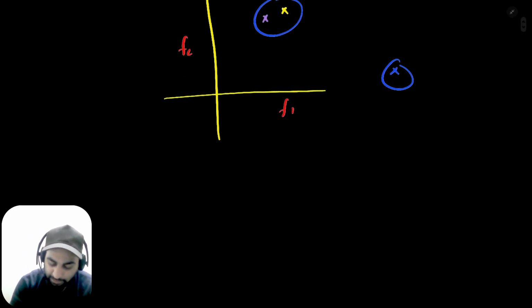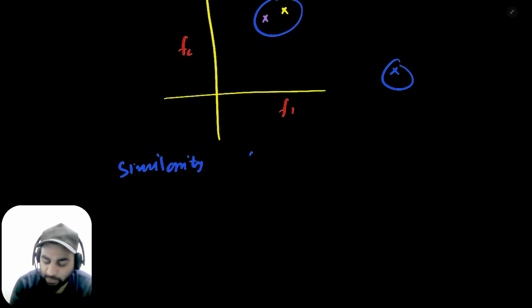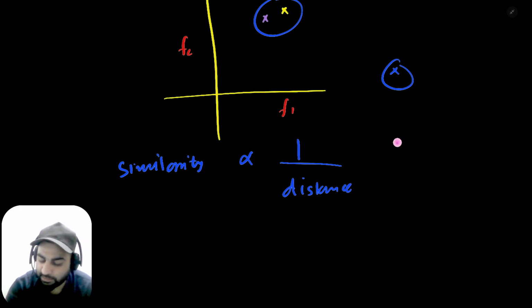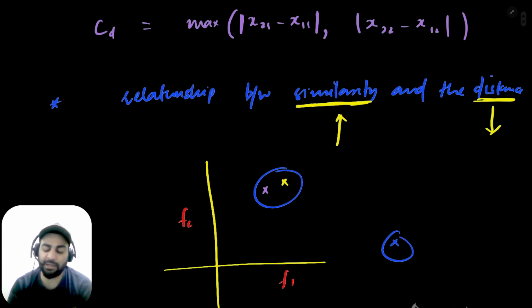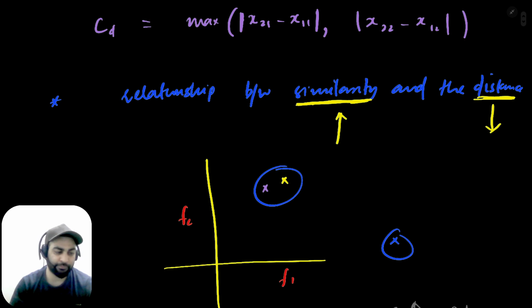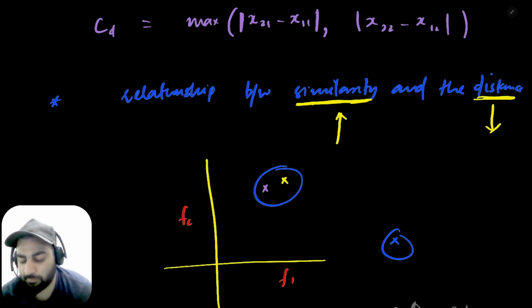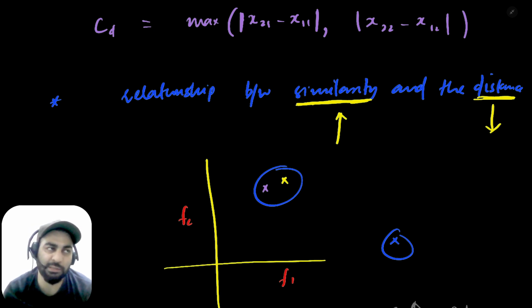So I'll write it here. Similarity is inversely proportional to distance. Meaning, if the similarity increases, the distance should decrease. Up arrow means increases, and down arrow means decreases. Is the relationship between similarity and distance clear? Yes, sir.